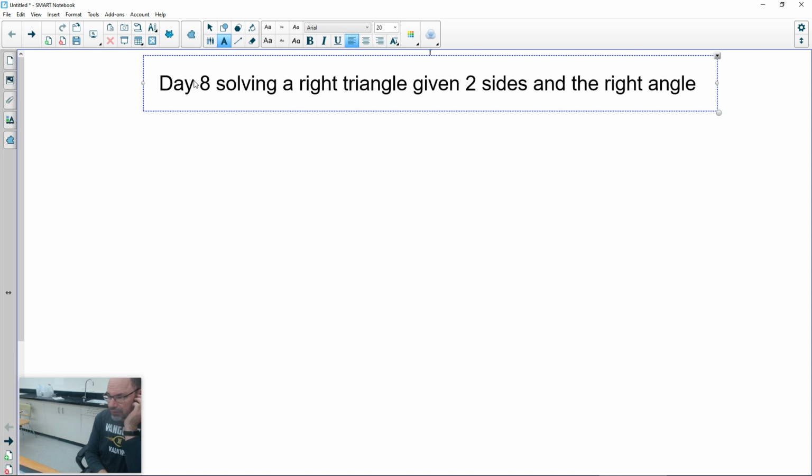Okay, so it's given the right angle and two sides, not like last time where we were given one angle and two sides. So this is a little bit different than what we did last day. Okay, so we're going to look at an example here.